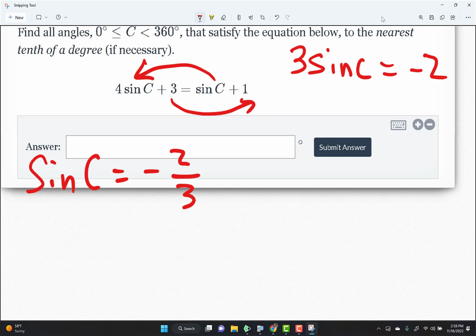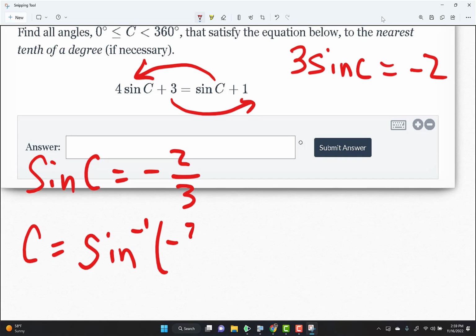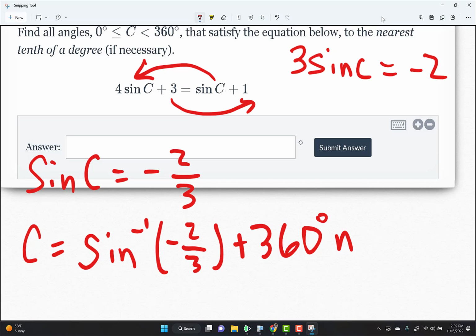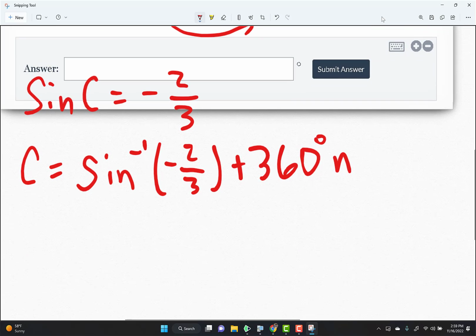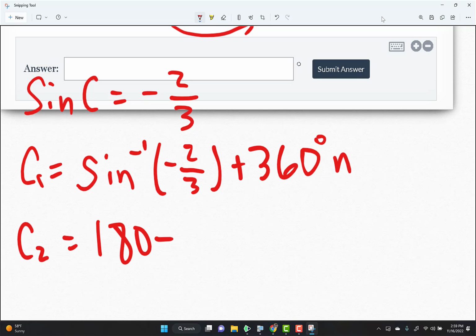And then to get c by itself, I'm going to do inverse sine. C equals inverse sine. Notice that there's no plus or minus in front of it. Of negative 2 over 3 plus 360n. Now, I don't know if you remember. Look back at your notes. The second equation came from doing pi minus arc sine. But we're not in radians. We're in degrees. So my second equation, my C2, is going to come from doing 180 minus arc sine. And this will give you all the answers.